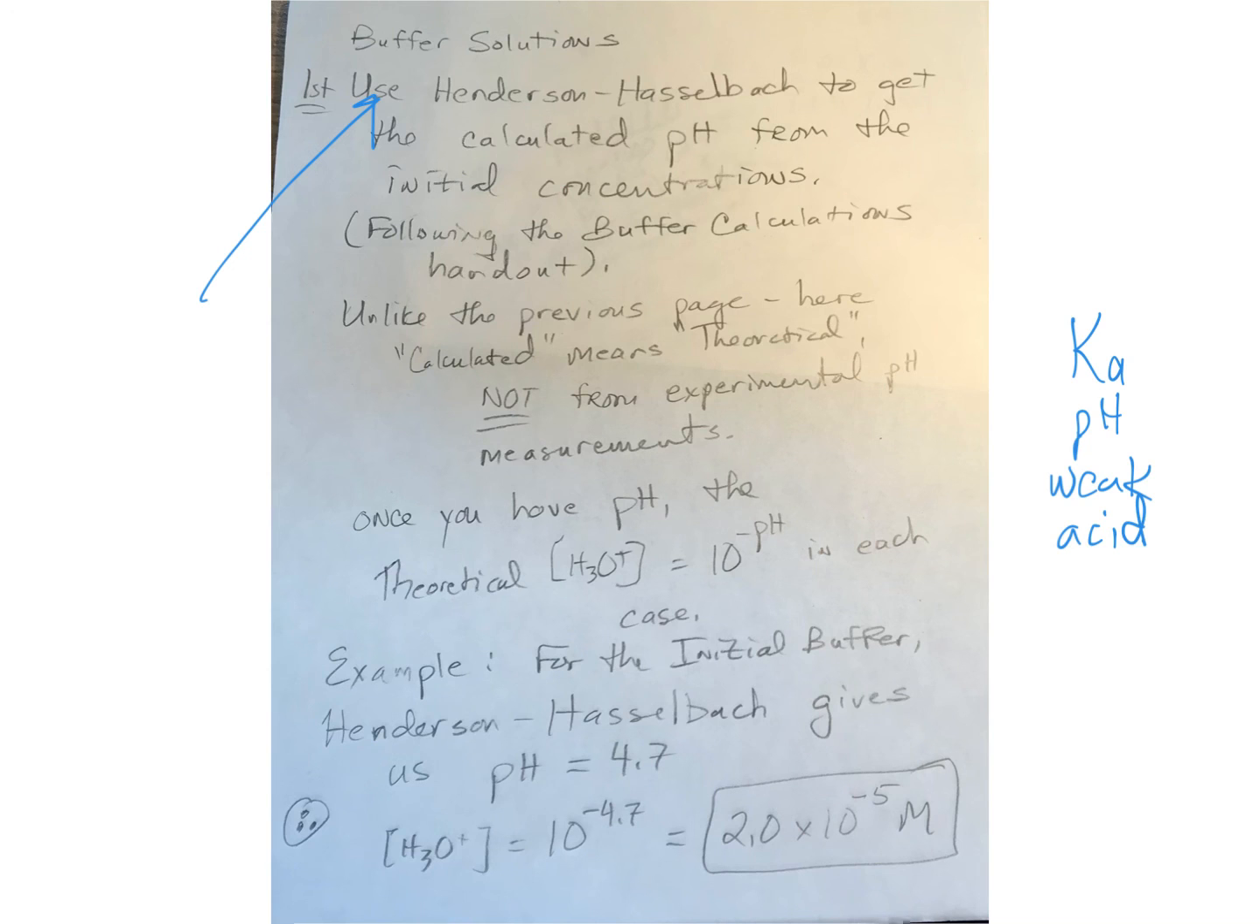Okay, so I hope this helps with any confusion over the semantics of how the word calculated is used in the pH of acids, bases, salts, and buffers lab.